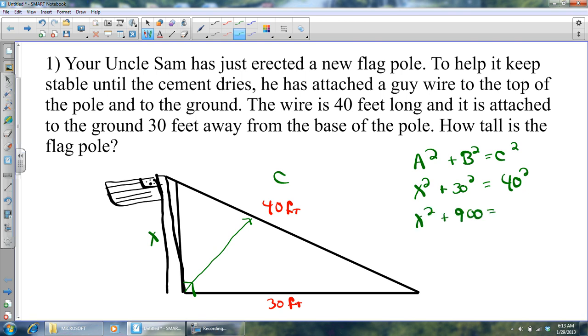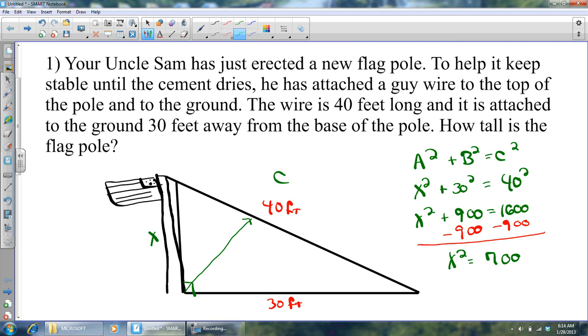900, 1600. By the way, if you put these in the wrong place, you don't get 40 in the right spot. The length of x will actually be longer than the hypotenuse, which of course can't be possible. All right, I want that x squared to be alone, so I'm going to subtract 900 from each side. We're going to get x squared equal to 700.